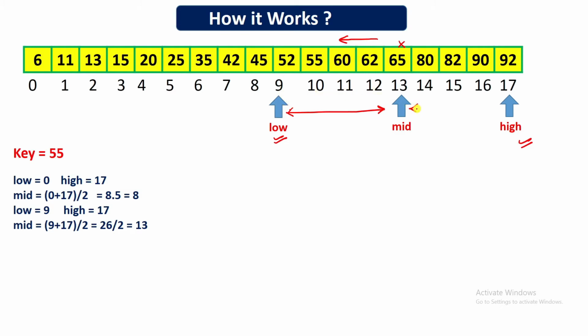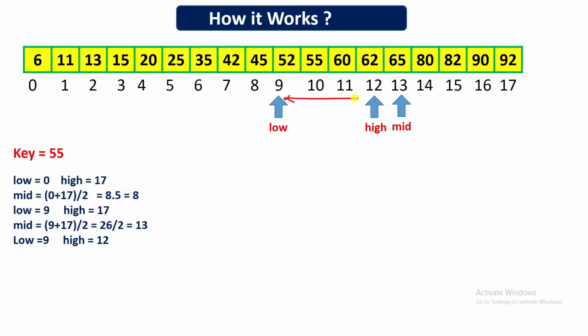I need not search my element between 14, 15, 16 and 17, because my key element, that is 55, can only be present on this side, not this side. So you leave these numbers. You will not waste your time in scanning these numbers. So now your high will change. Your high shifted to 12. Now this is your new range.